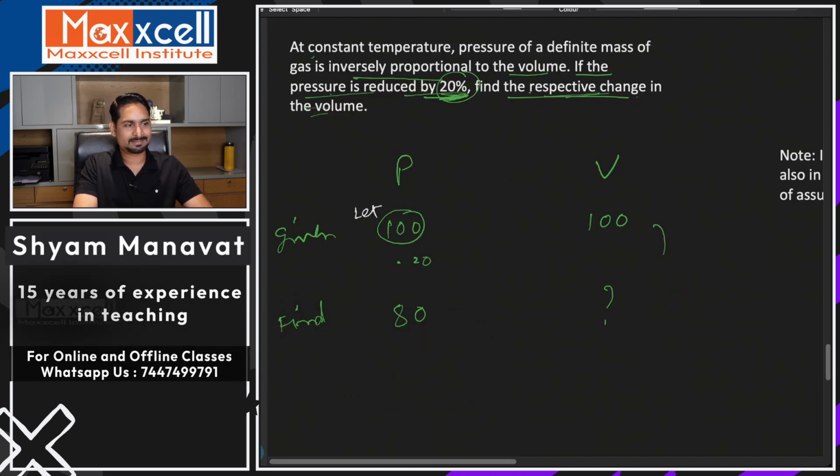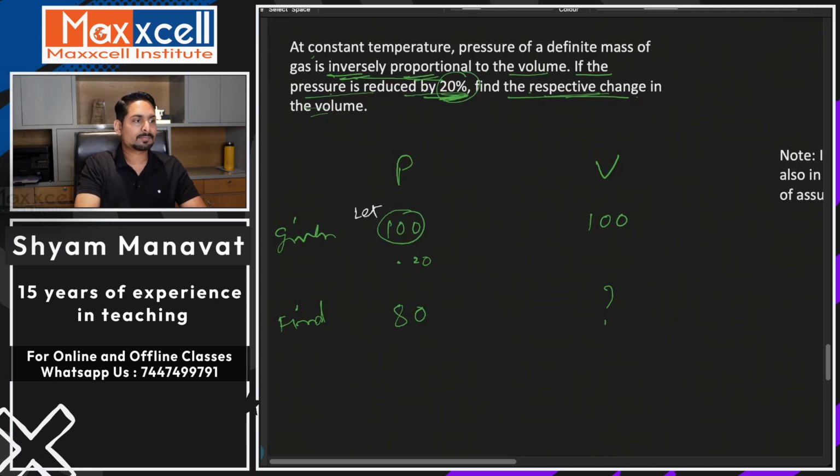No, we can't. Why? Because this is inversely proportional. What is that? Inversely proportional means if one decreases, the other increases. If pressure decreases, volume increases. I hope you are making notes. Make handwritten notes. That's very important.